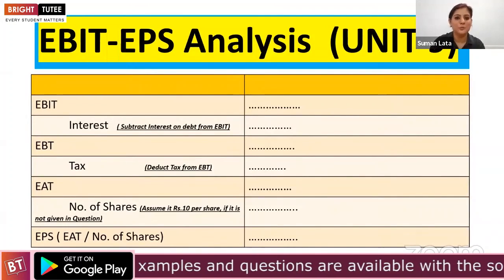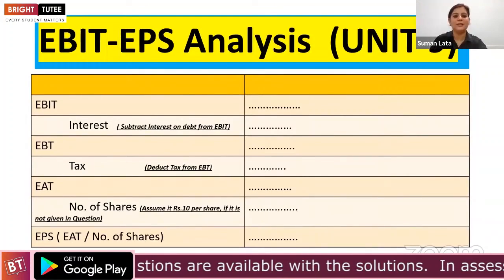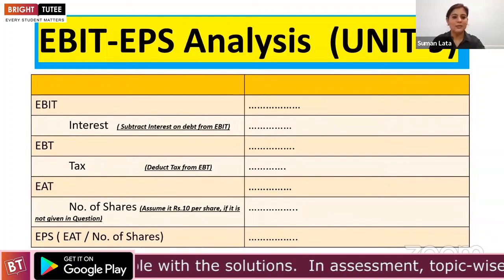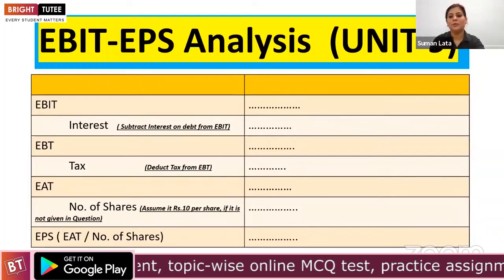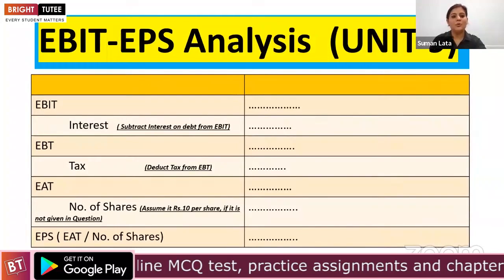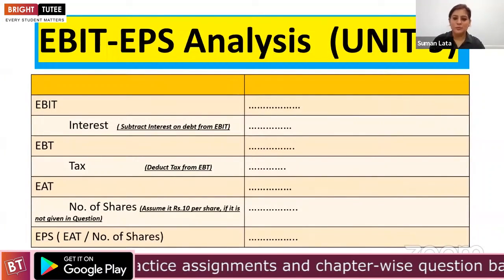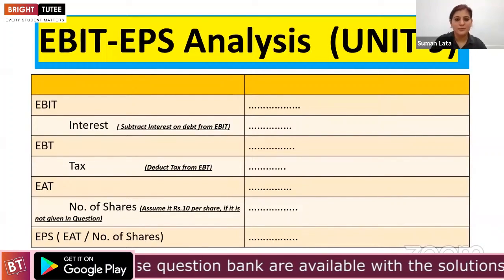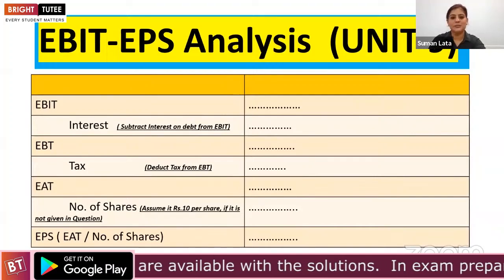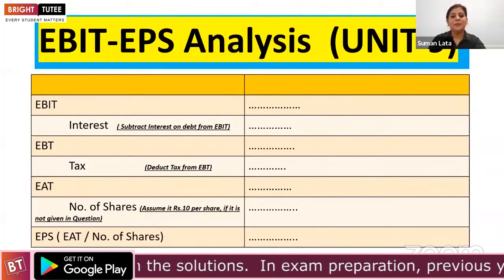जो उधार लिया है उसी पर ब्याज देंगे. So we subtract interest from EBIT. If we remove I, what will be left? EBT. Earning before tax. Clear? Now we deduct tax from EBT. Earning before tax. If we deduct tax, only EAT is left. Earning after tax.